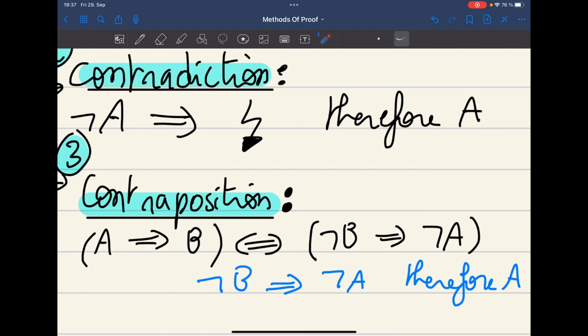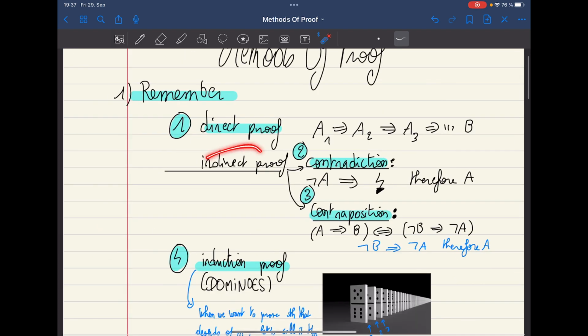For the contraposition, we need to know that A implies B is equivalent to not B implies not A. So in the contraposition proof, we start from not B, and we prove that from not B comes not A. And since it's equivalent, A implies B is true. These are the indirect proofs.